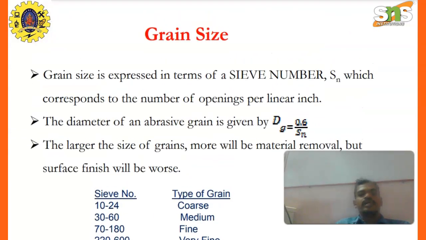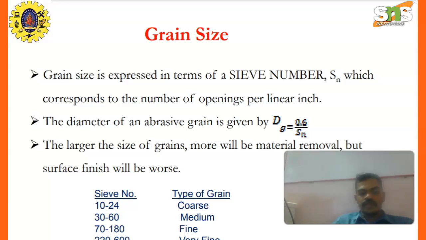Next one is grain size. The grain size is expressed in terms of grit number Sn, which corresponds to the number of openings per linear inch. The diameter of an abrasive grain is given by Dg = 0.6 divided by Sn. The larger the size of the grain, the more material removal, but the surface finish will be worse.